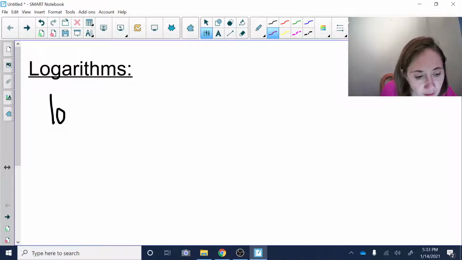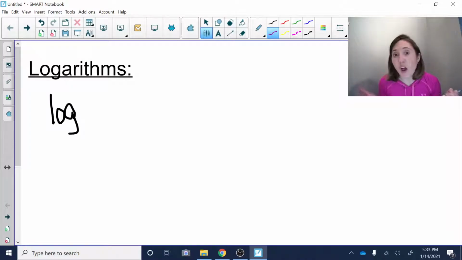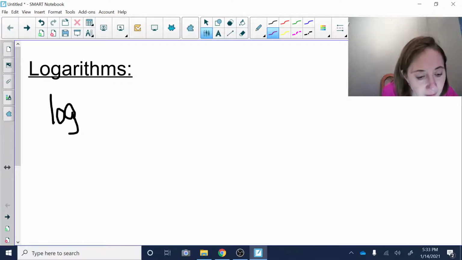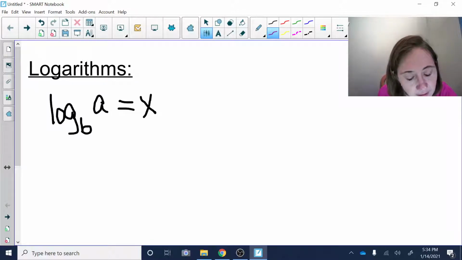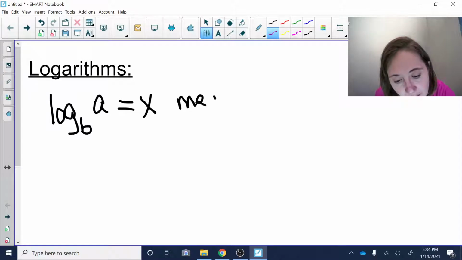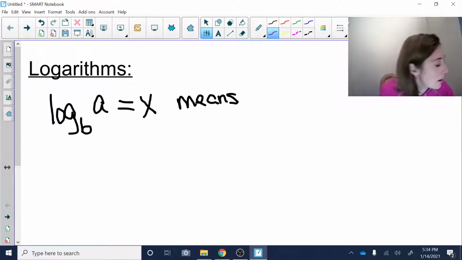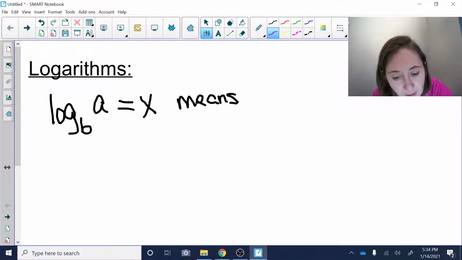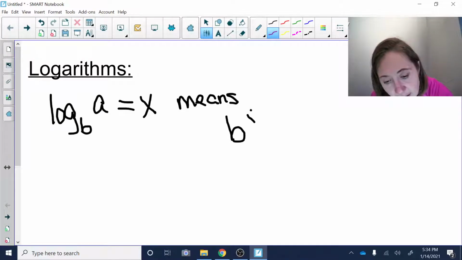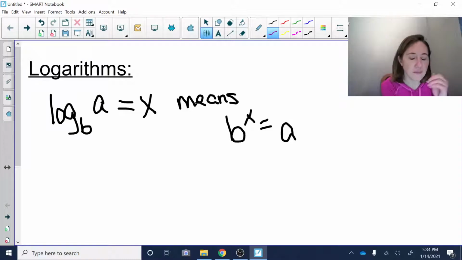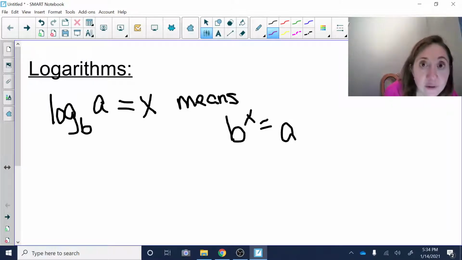So log is short for logarithm, and we just say log base b of a equals x means b to the x power equals a. Okay, so to get you some terms here, the b stands for the base. So this is the base.